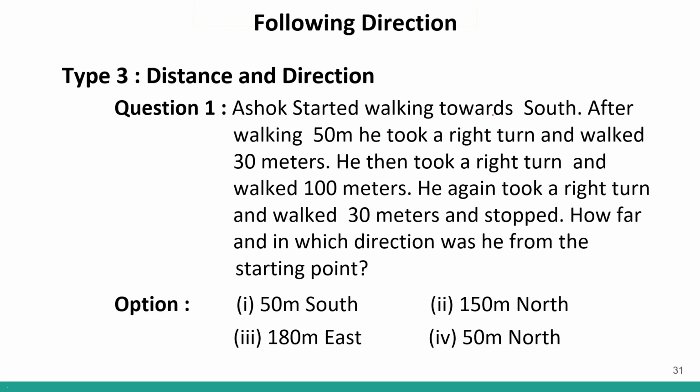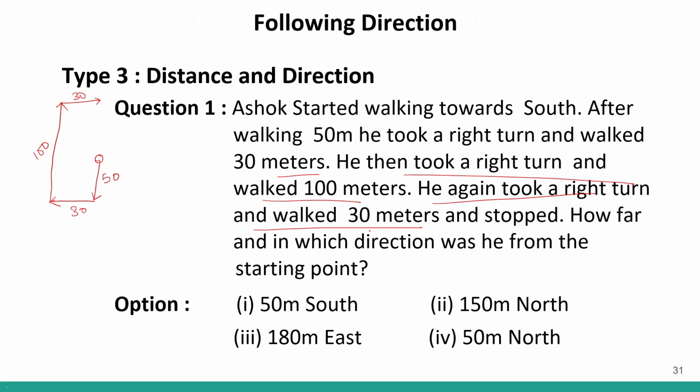Now, distance and directions. Ashok started walking towards south. So Ashok is walking towards the south. After walking, let's say this is the starting point. After walking 50 meter, he takes a right turn and walked 30 meter. So this direction. He then took again a right turn and walked 100 meters. So from here, he'll walk here 100 meters. Right? He then again took a right turn and walked 30 meters. So right turn again and 30 meters here. He'll fall in the same line with the starting point now.